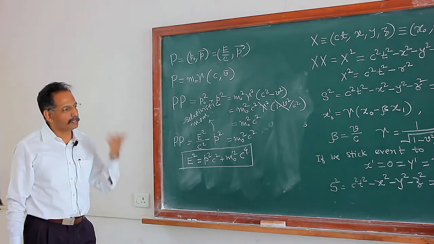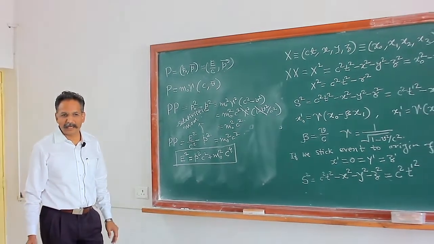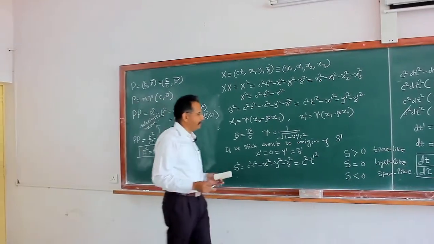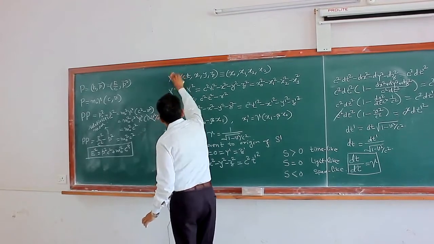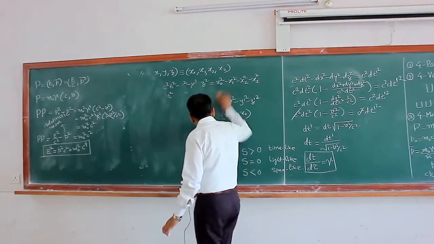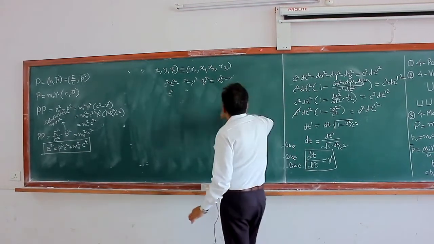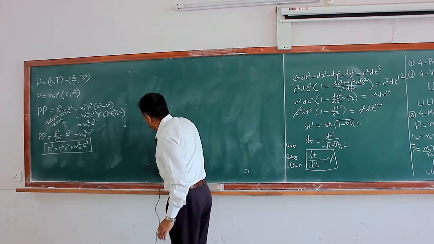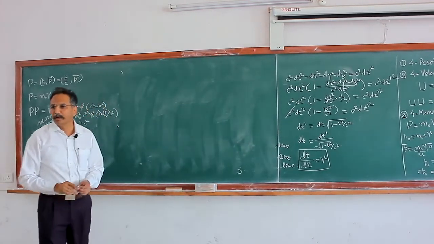Now we can, in the similar way, define four acceleration. So how will we define four acceleration? We have to find the rate of change of momentum. The basic definition of acceleration is rate of change of momentum. So instead of differentiating it with respect to normal time, it would be customary to define with respect to proper time.